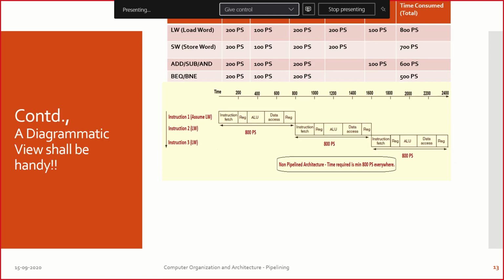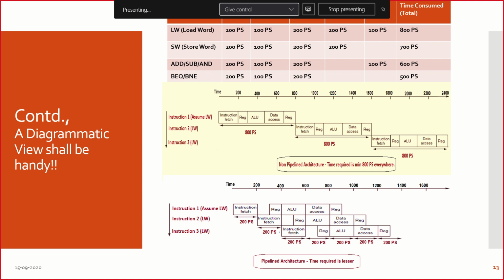Now, let's go with pipelining. What is the case, sir? Very simple. I am taking the same scenario. Here you could see that I made it 800, 800, 800. Likewise, I kept on moving and I had to go with 3200 picoseconds for a non-pipelined architecture.